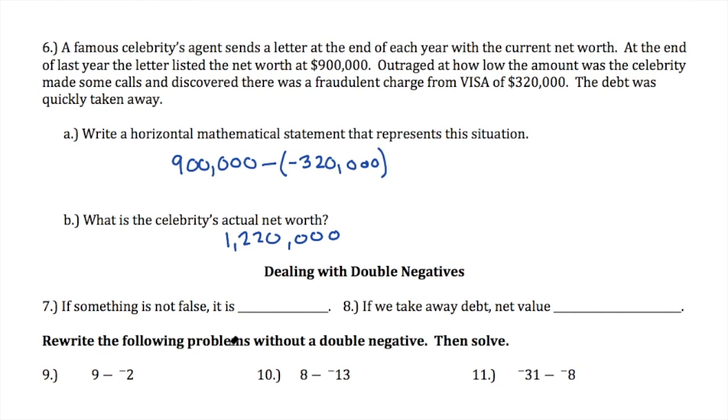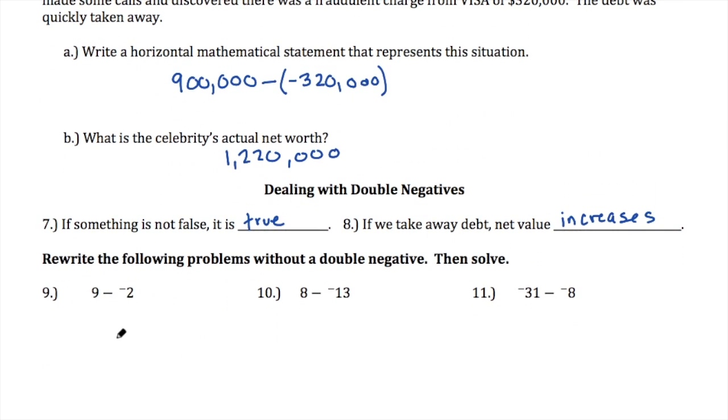Another way to think about what to do with these double negative signs: if something is not false, it's true. Example from LA class: if we take away a debt, the net value increases. So here again, two negative signs in some expressions. We can rewrite this statement as these two minus signs becoming a plus sign.